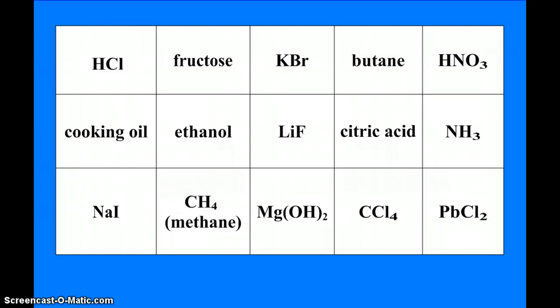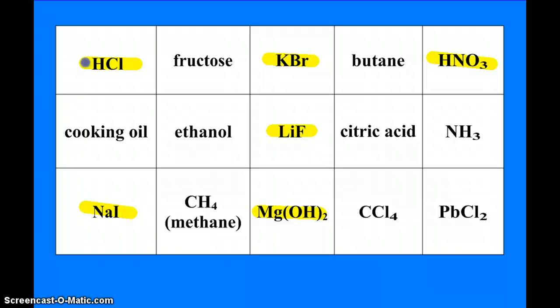Well, let's find the strong electrolytes first. The ones that I have as strong: hydrochloric acid is a strong electrolyte. Potassium bromide, a metallic halide, because bromine is a halogen. That's strong. Nitric acid, another strong acid, is a strong electrolyte. Lithium fluoride, another metallic halide, is a strong electrolyte. Sodium iodide, another strong metal halide. Magnesium hydroxide was listed in your packet, and those are the ones that I have as strong electrolytes.